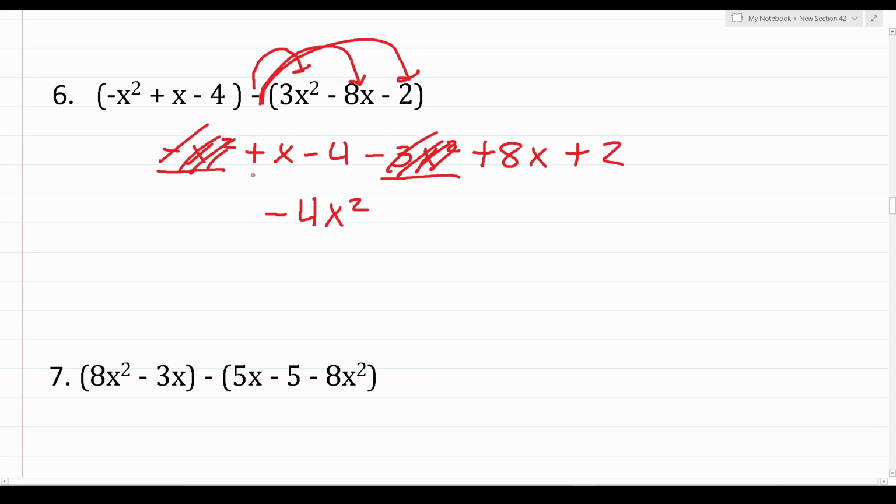Our next term is right here. It's x, and this is technically x raised to the first power. So we're looking for its like term, which is right here. This is 8x. X and 8x, again, if it's helpful, put that 1 there. 8x and x is going to be plus 9x. Go ahead and cross that out. And then finally, we have negative 4 plus 2. Negative 4 plus 2 is negative 2.